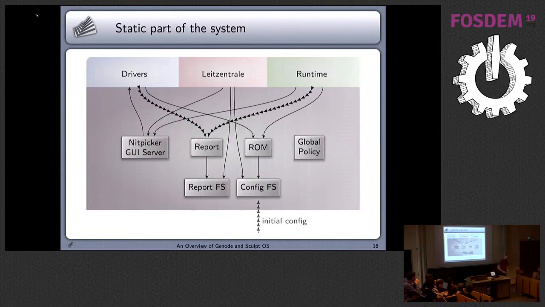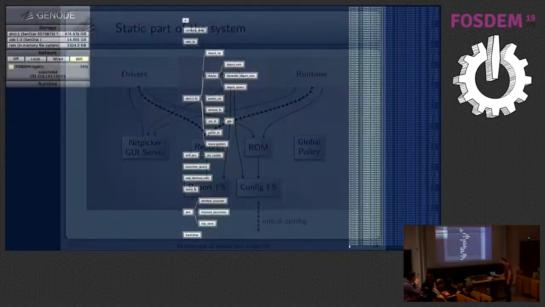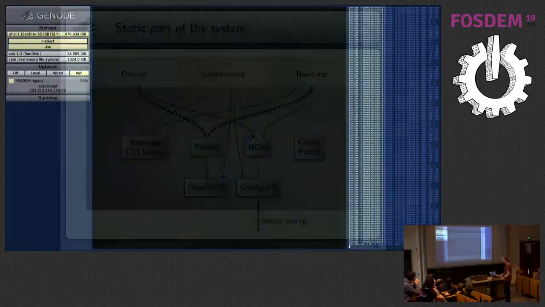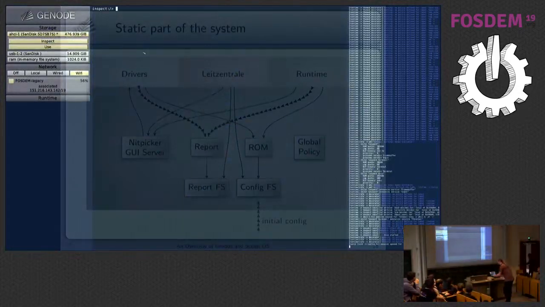So for example, I give you an example. The wireless driver is running, and from time to time, the wireless driver just tells us what it finds. So in the Leitzentrale, we can basically access those file systems directly. You see over there, the config.fs. And it's a bit small, right? Maybe I should increase the font size a bit.